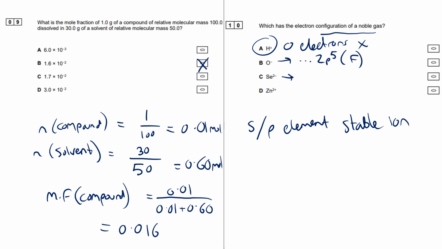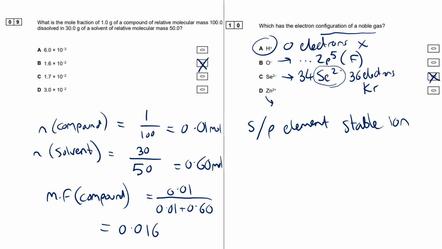Se2 minus has 34 electrons when it's selenium. When it's Se2 minus, it's going to have 36 electrons. That's the stable ion for a p block element. Which noble gas has 36 electrons? It's krypton.